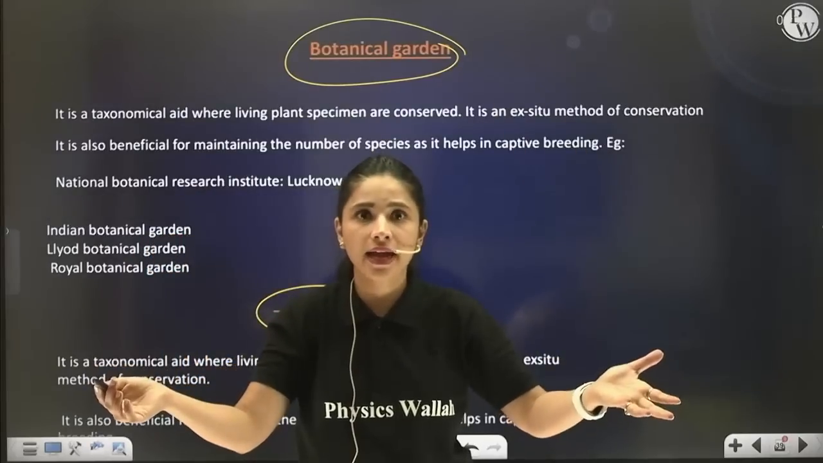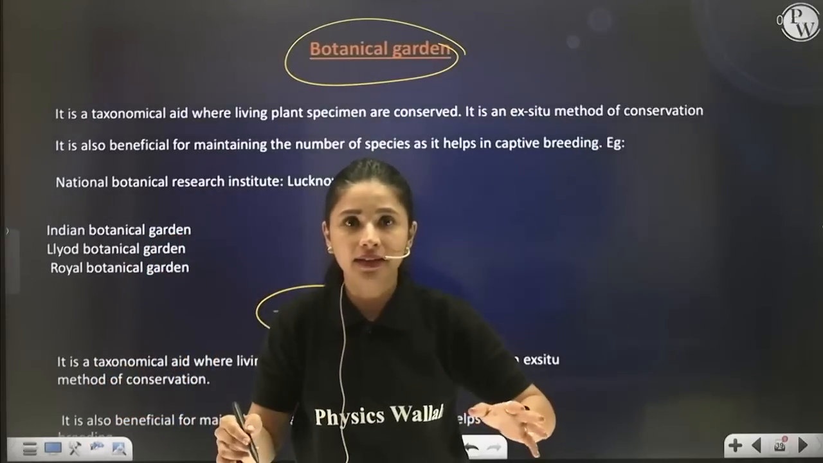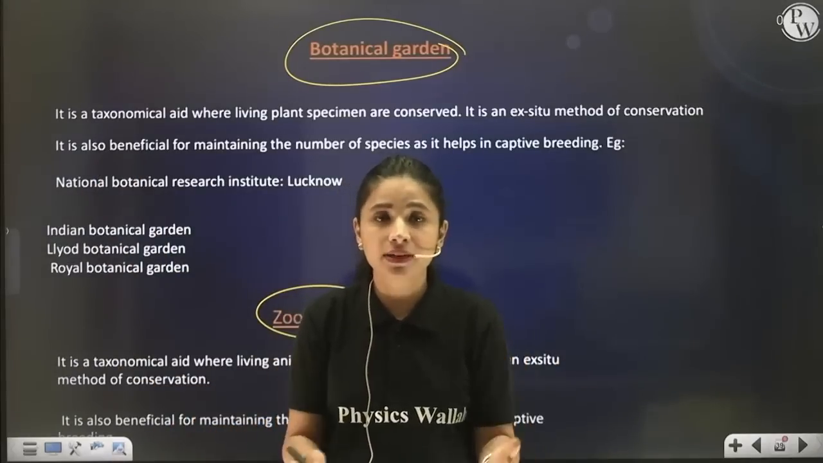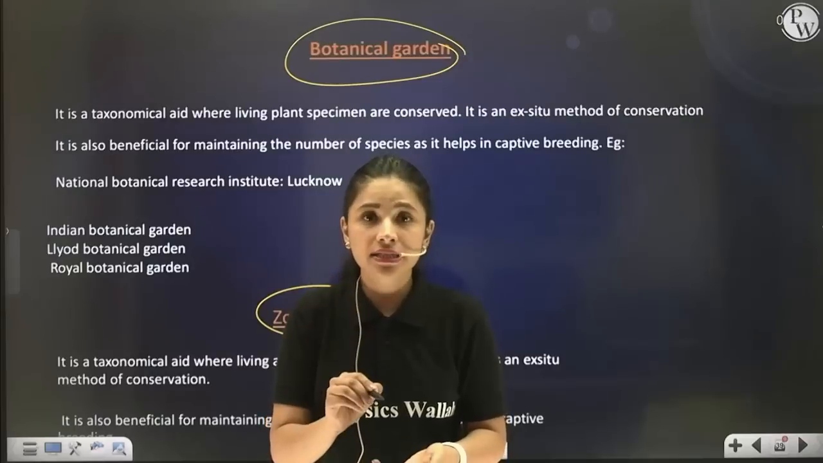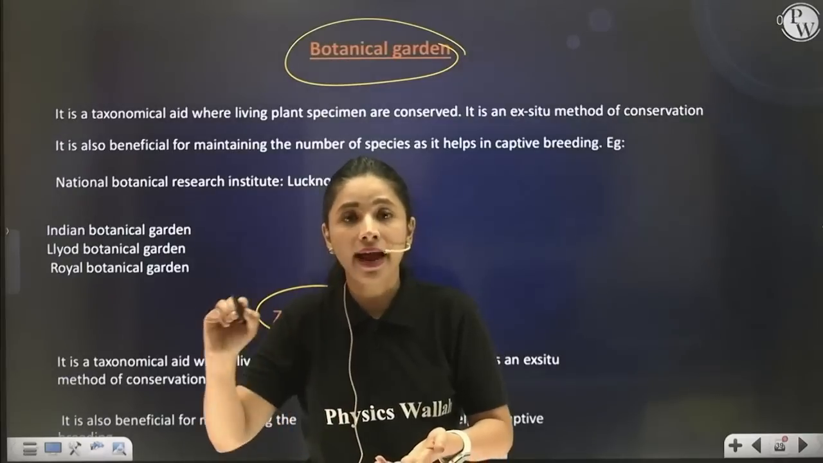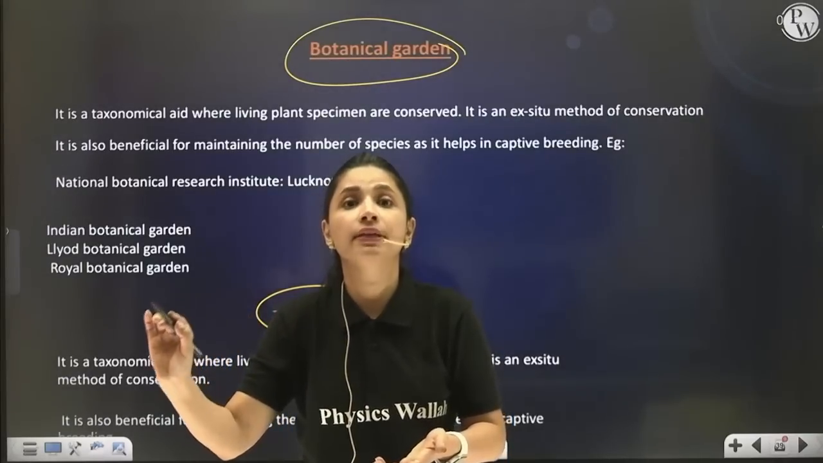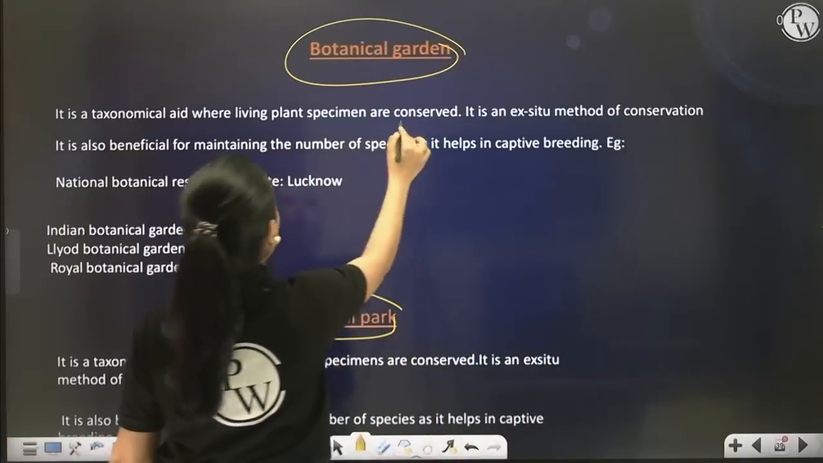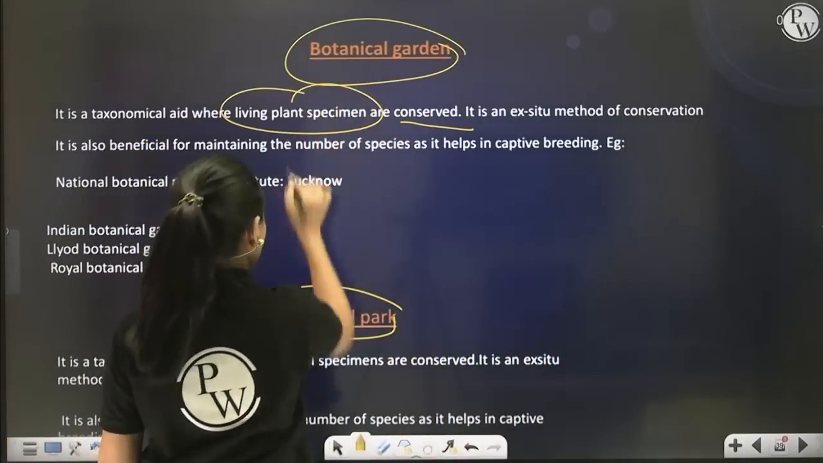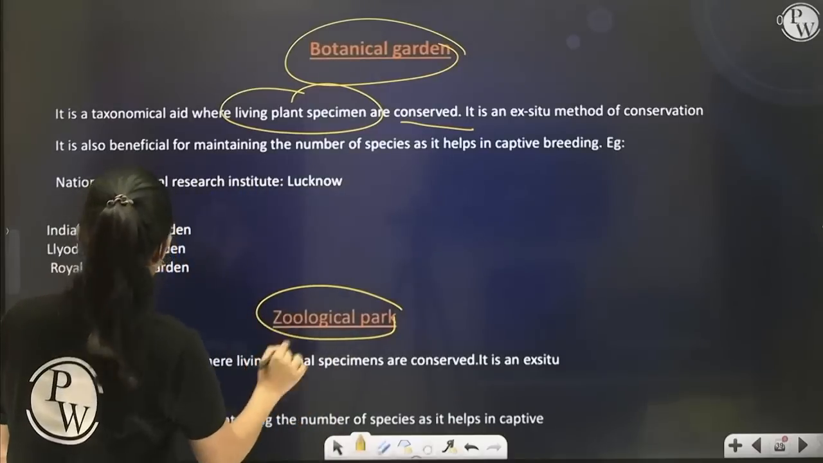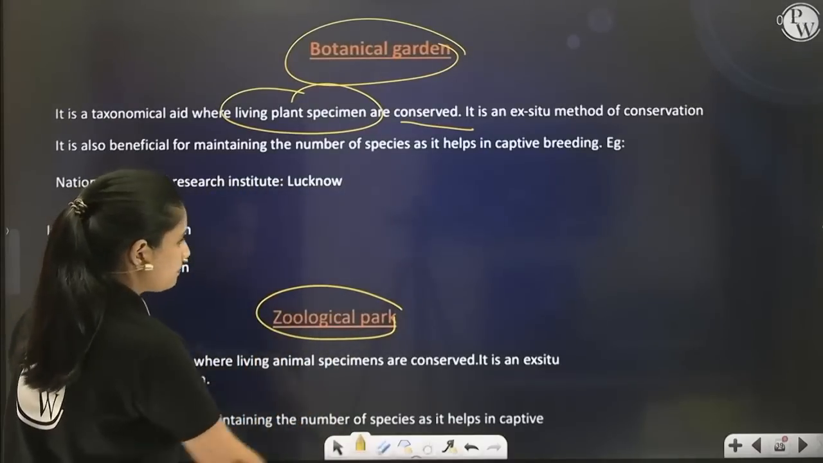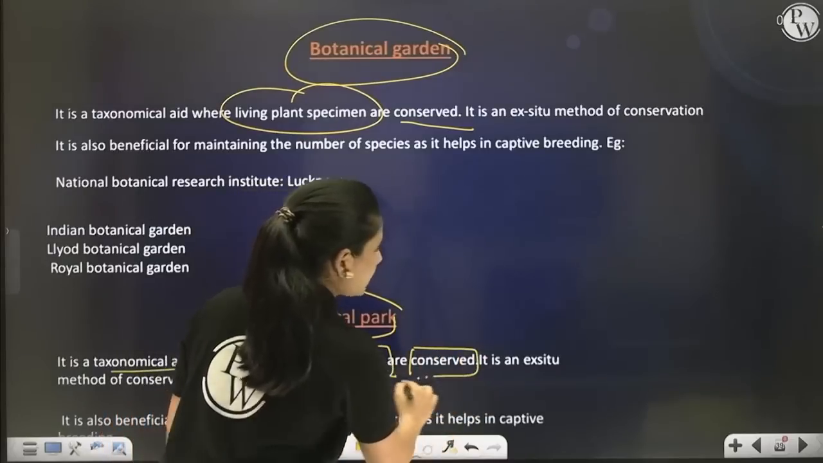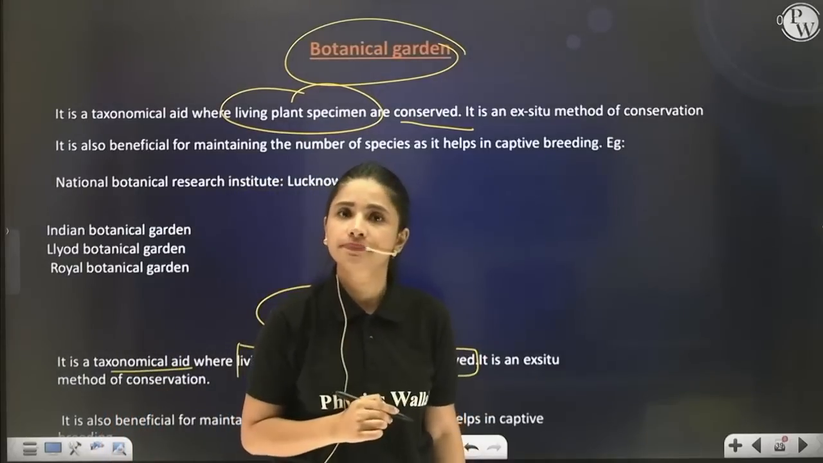What do you see in a zoo? Living lion, not dead lion. Living lions, monkeys and all. So in a zoological park as well as in a botanical garden, we are conserving living animal and plant specimens respectively. In a botanical garden, it is a conservation of living plant specimens, whereas zoological parks are the taxonomical aid where living animal specimens are conserved and protected.